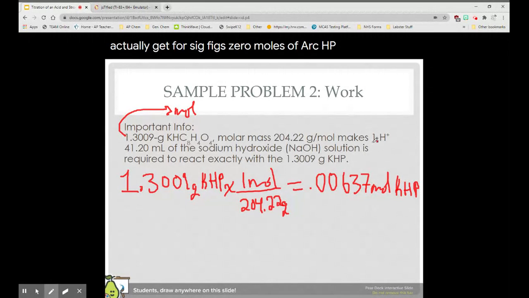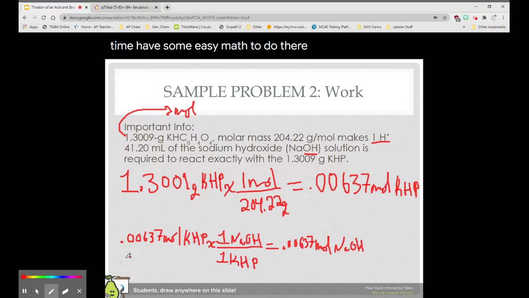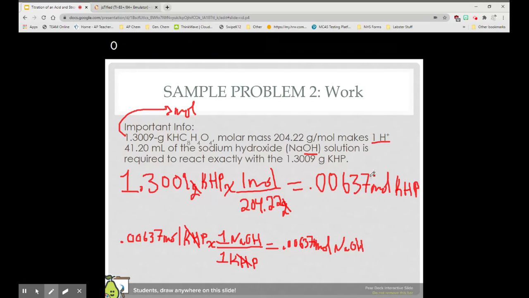So it tells us that it is monoprotic. Sodium hydroxide only grabs one proton at a time. So we're going to have some easy math to do there. All right, it's a 1-to-1 ratio. KHP is gone, getting us 0.006370, forgot a 0, moles of sodium hydroxide.